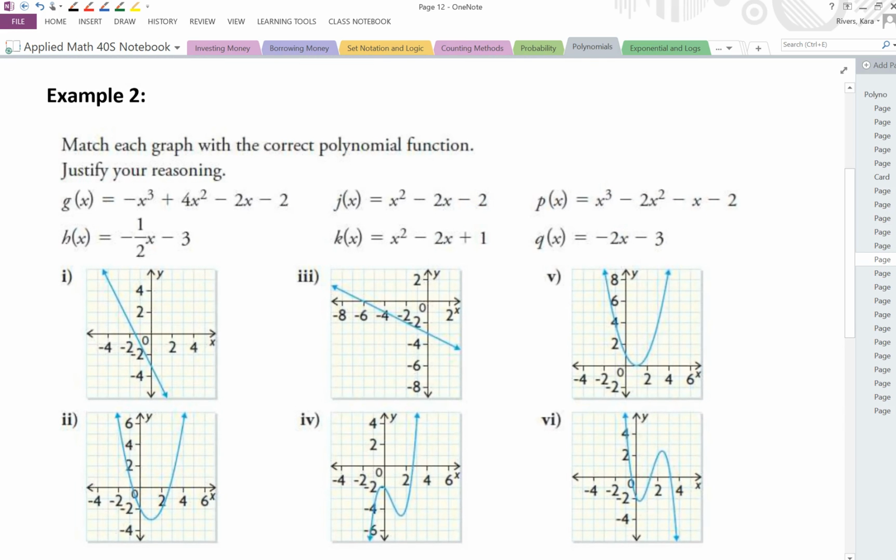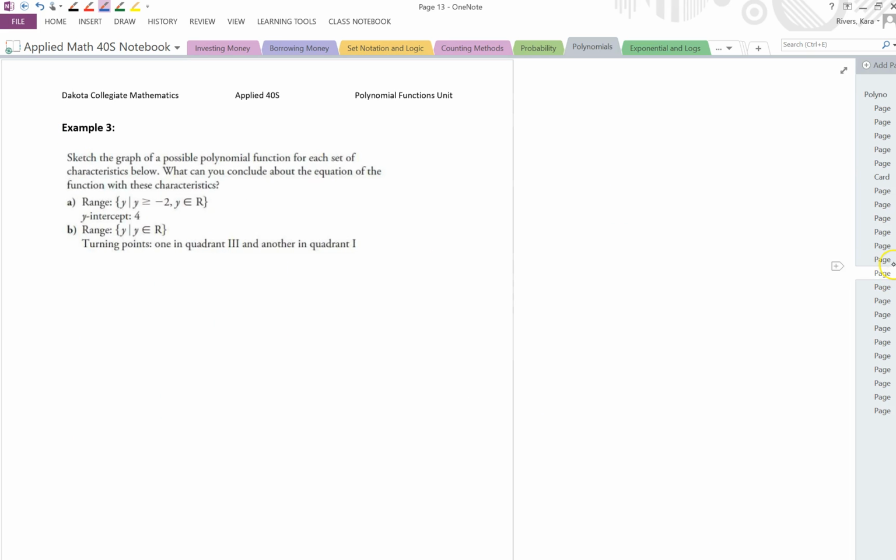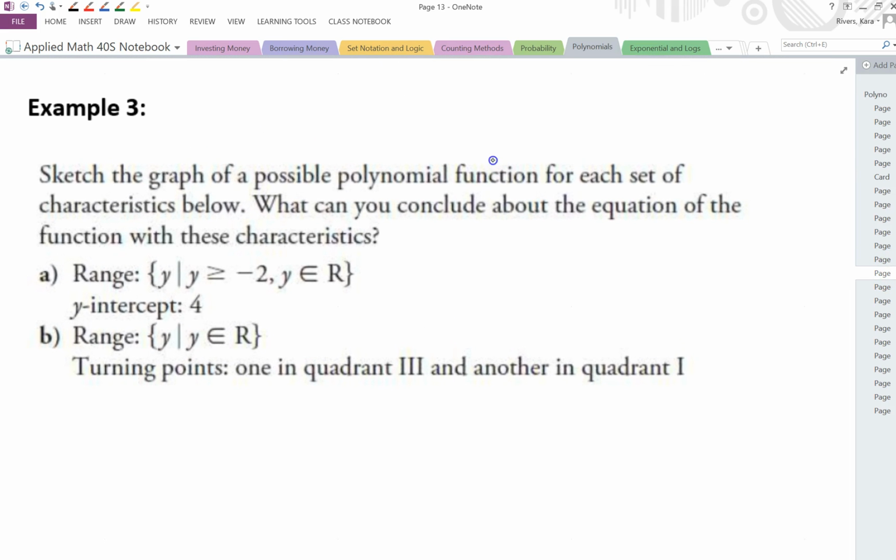For example 2, it says match each graph with the correct polynomial function and justify your reasoning. I'm going to ask you to do this one on your own, and then we'll go over it together in class. And if you look at example 3, we're going to do the same thing for that one. It says sketch the graph of a possible polynomial function for each set of characteristics below. What can you conclude about the equation of the function with these characteristics? So they're giving us characteristics, but they're not actually telling us what it's going to look like except for those characteristics, and you're going to draw a graph from that.